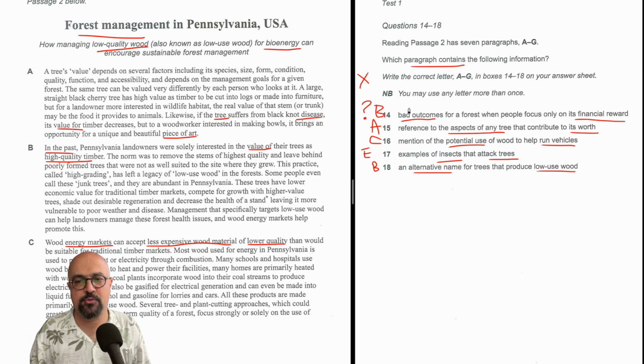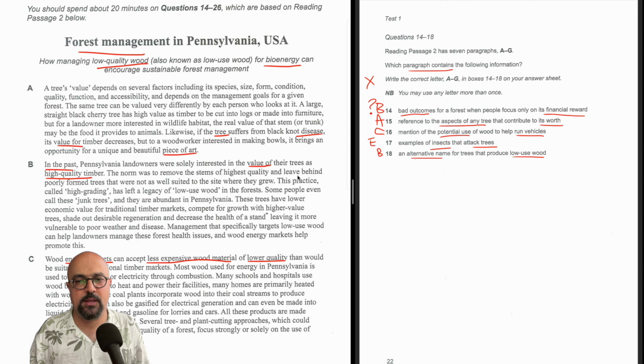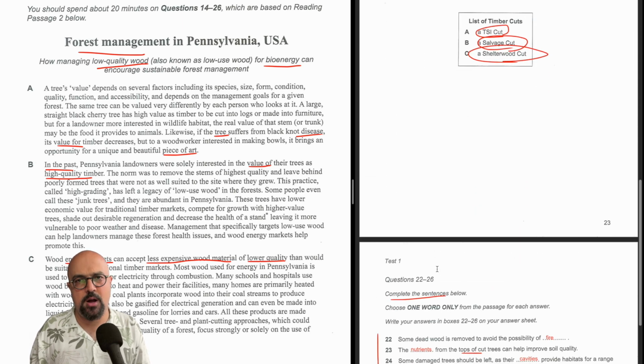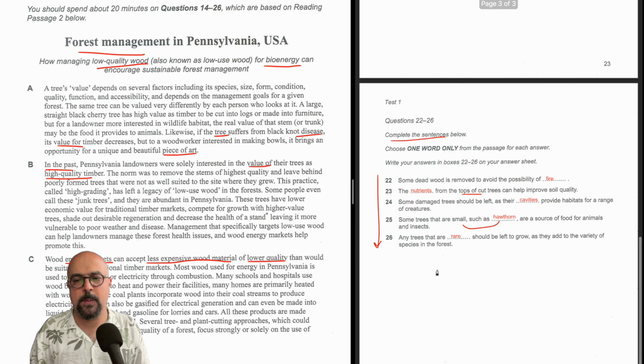You may use one letter more than once. I've written B for 18, but it can also be an answer for number 14 as well as 18. So yeah, that's it. As you can see, we managed to answer all the questions with a rather high level of certainty. So we can never be sure. I mean, don't expect certainty in all questions. Some of the answers are pretty obvious. Some of them are trickier.